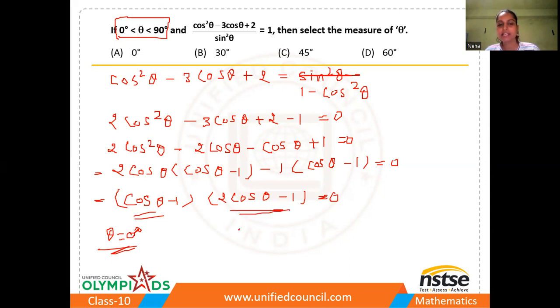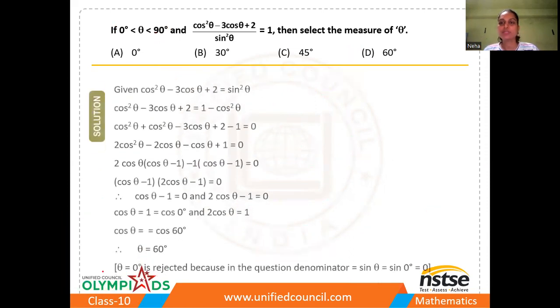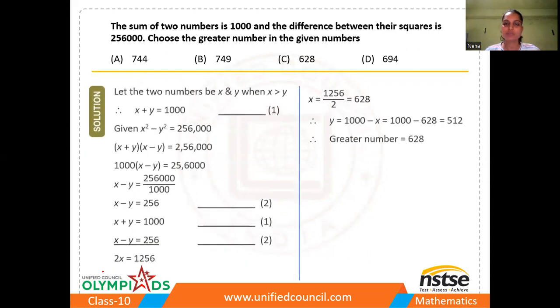So now this I can take. 2 cos theta is equal to 1. That means cos theta is equal to 1 by 2. So where do we have the value of cos theta equal to 1 by 2? Yes, it is 60 degree, and 60 degree is between 0 and 90. So yes, this is the right answer. Perfect. Alright, let me show you the detailed solution for this question and then I can move to the next question.